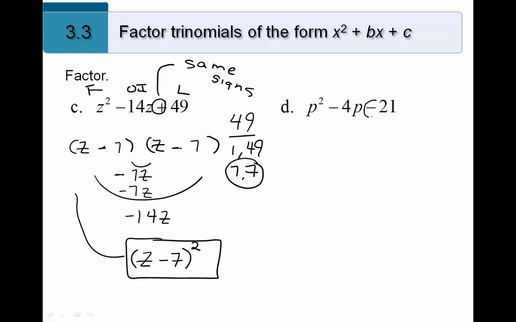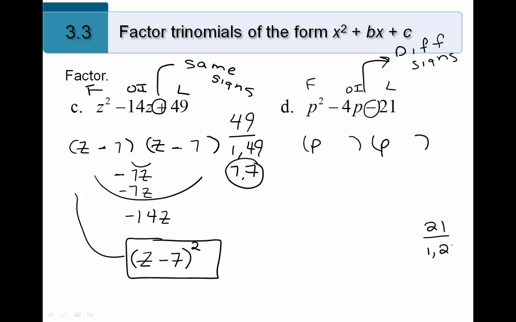All right. This one, my two binomials will have different signs. One will be positive and one will be negative. F. Then I'll do my L. Then I'll check my OI. P times P is P squared. I'm looking for my factors of 21. 1 times 21 is 21. 3 times 7. Since my signs are different, I'm looking for ones that will add up to, well, a negative 4p.